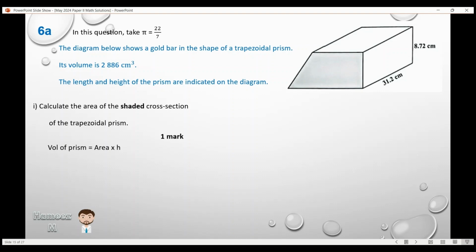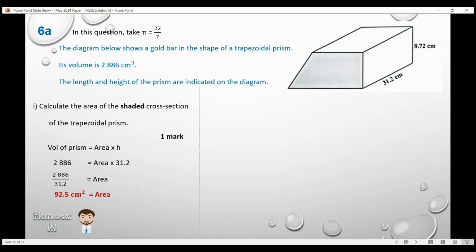So we can substitute 2,886 is equal to area times 31.2 because that is how far the area at the front goes to the back. And of course, we can now solve by dividing. 31.2 is multiplying on one side, we'll move it across, we'll divide. So the area is 92.5 centimeters squared because our answers are in cm.